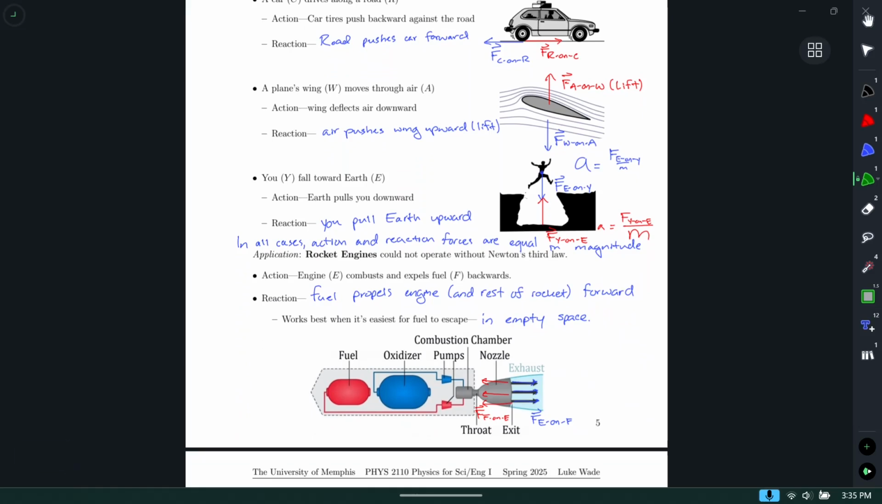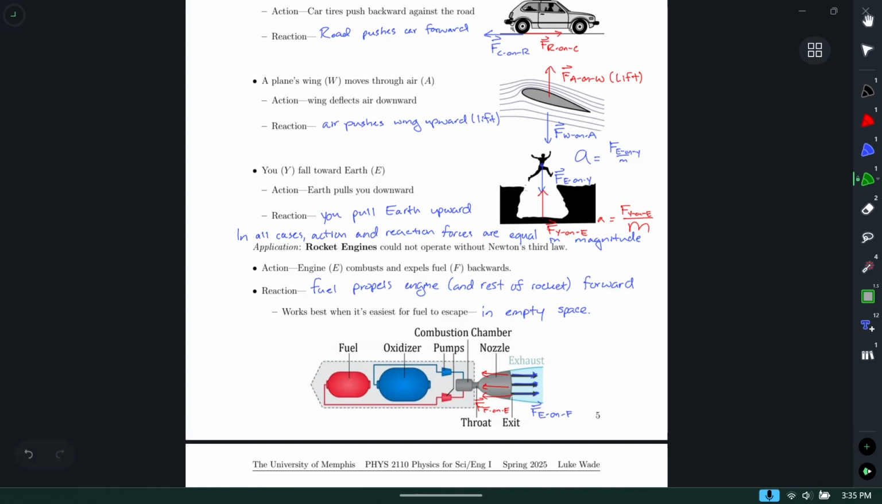But we do see that even when things are exerting equal forces on each other, you can see very different results, like me and the Earth. That's because our masses are different, and so our accelerations, the change in our motion that happens, is very different, but it's due to the same amount of force on each of us.